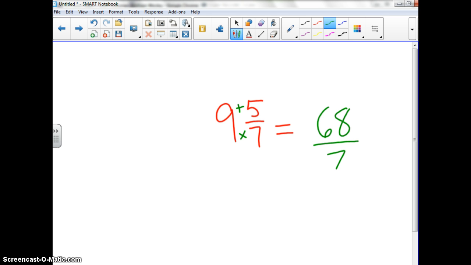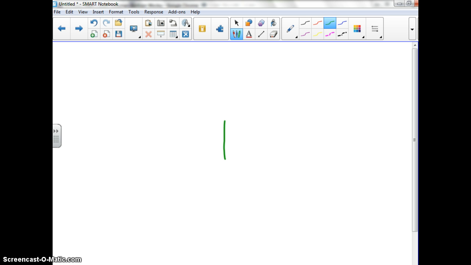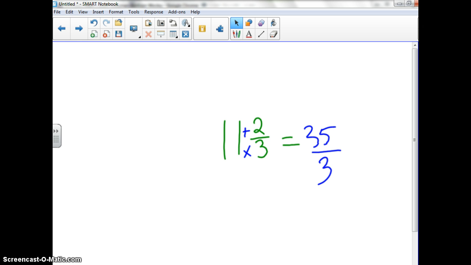Put your thumb in the air if you got that one right. Did anybody forget to add in the 5? Okay, don't let that happen. Here's our next practice problem. Gosh, those hands just shoot up in the air. Aaron. 35 over 3, what'd you do? Good work. Excellent. Excellent. Okay.